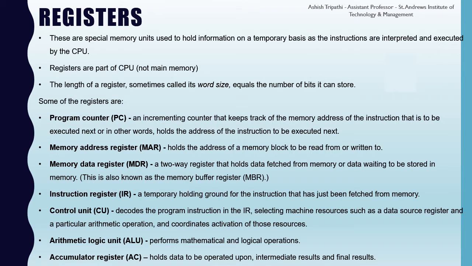Control unit. It decodes the program instruction in the IR, selecting the machine resources such as the data source register and a particular arithmetic operation. It coordinates activation of those resources. Arithmetic logic unit ALU. It performs the mathematical and logical operations. Accumulator register AC. It holds data to be operated upon, intermediate result and the final result.